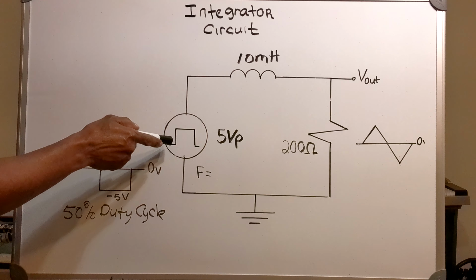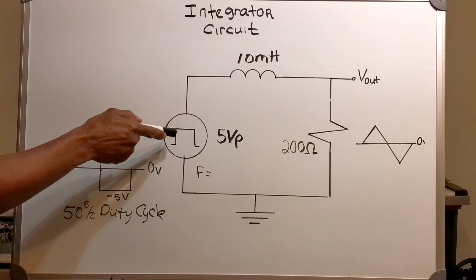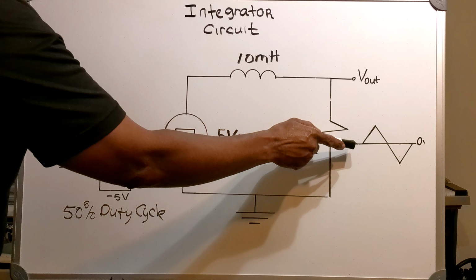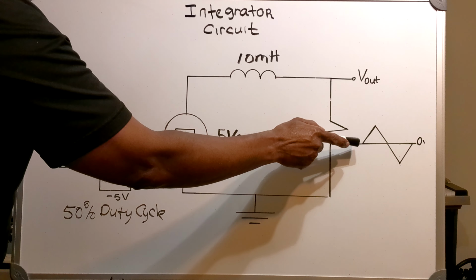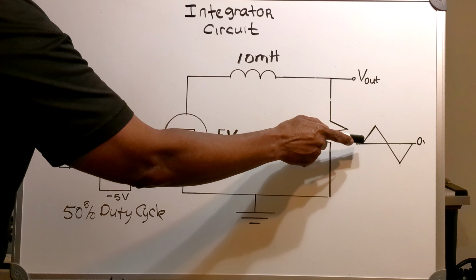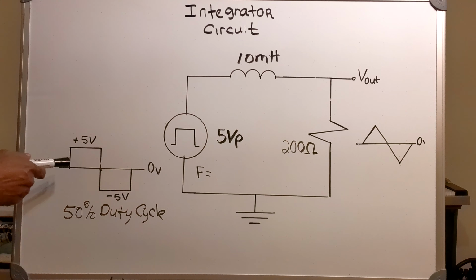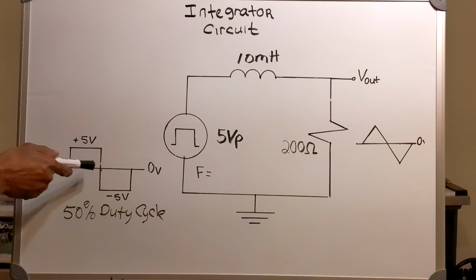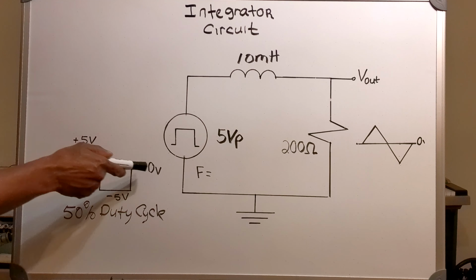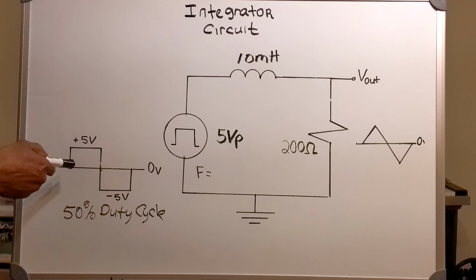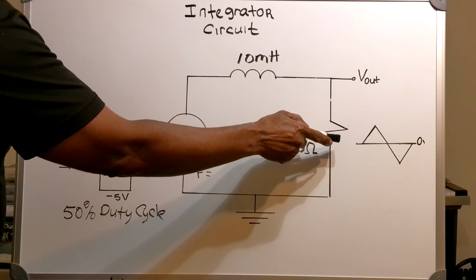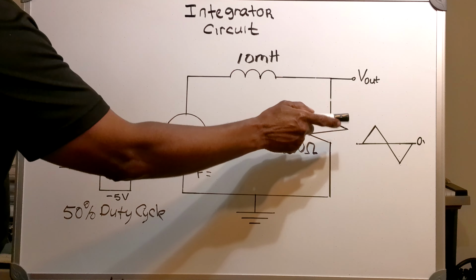The square wave is on the input, and on the output I have a triangular wave. My square wave has a 5-volt peak, and the wave is also bounced around zero. Now I'm going to find the output voltage.